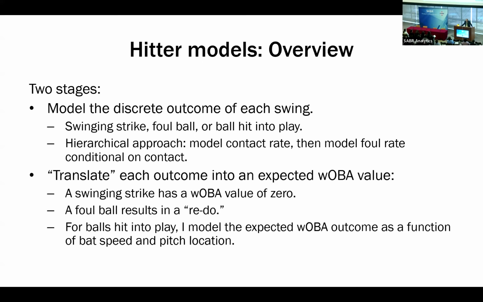In the second stage, I'm going to translate each outcome into an expected wOBA value. So the first two are super easy. A swinging strike results in a strikeout on two strikes, so that has a wOBA value of 0. A foul ball essentially results in a redo, and I'll show you how we account for that in a moment. Balls hit into play is the hard part. So for balls hit into play, I'm going to model the expected wOBA outcome as a function of bat speed and pitch location. So here's where bat speed comes in.